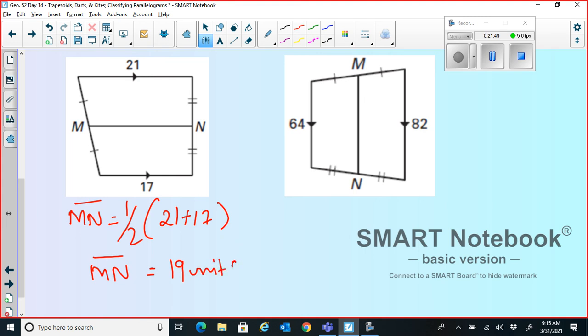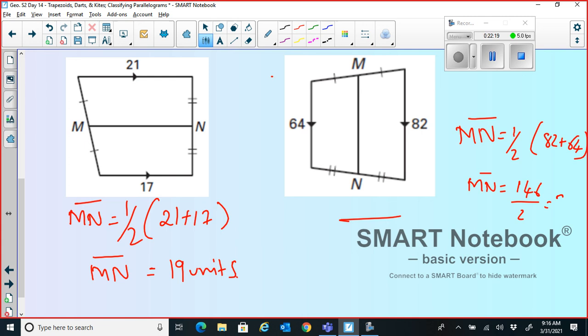Okay, same way, all of you try this particular problem and tell me the value of MN via chat. I'll give you another 20 seconds. We have to take the average of the bases. The bases are 82 units and 64 units. So 82 plus 64, I will have 146, and dividing by 2 I get 73. This is from our mid-segment trapezoid theorem. So let's see the next slide.